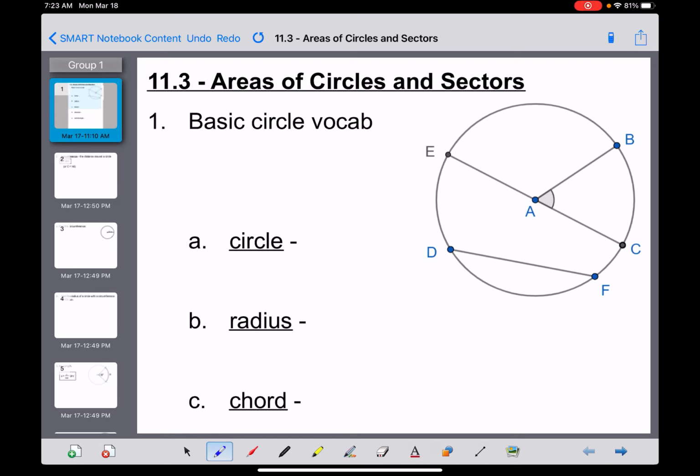Okay, geometry. Continuing in chapter 11 here at the beginning, where we're working on area, the measurement of how much area a two-dimensional figure takes up. We're going to move on now into circles and get into something called sectors.